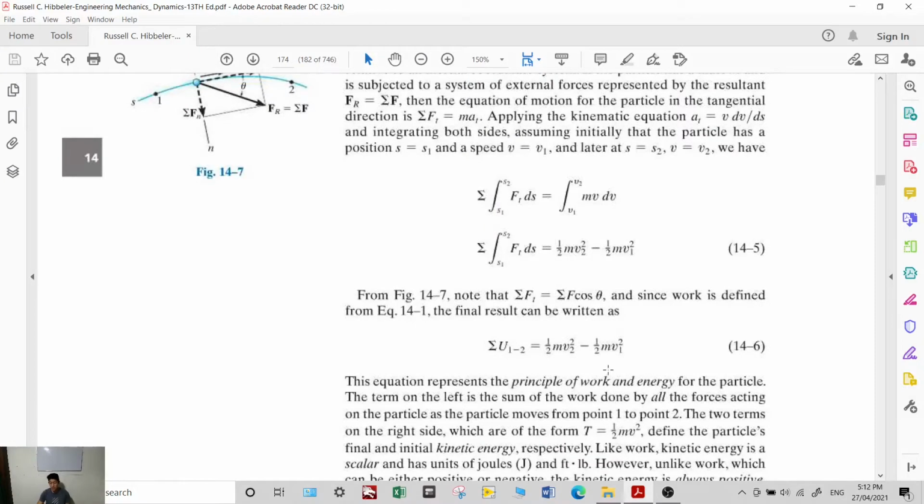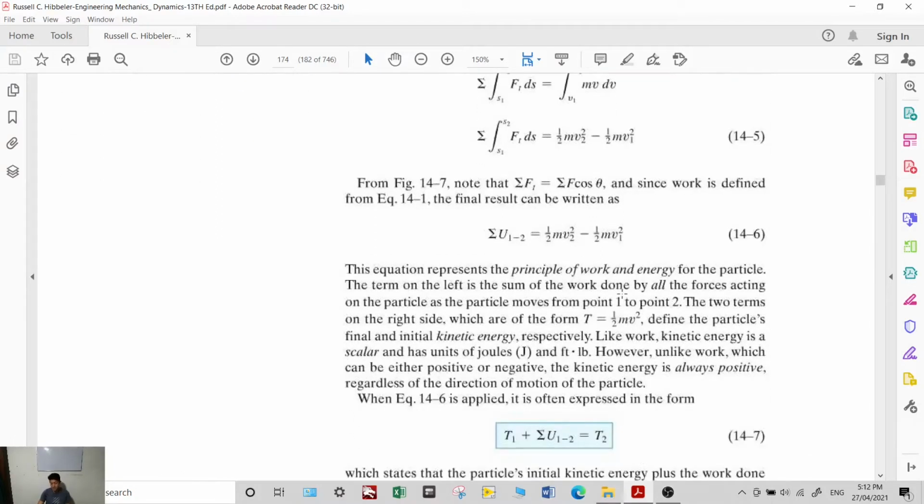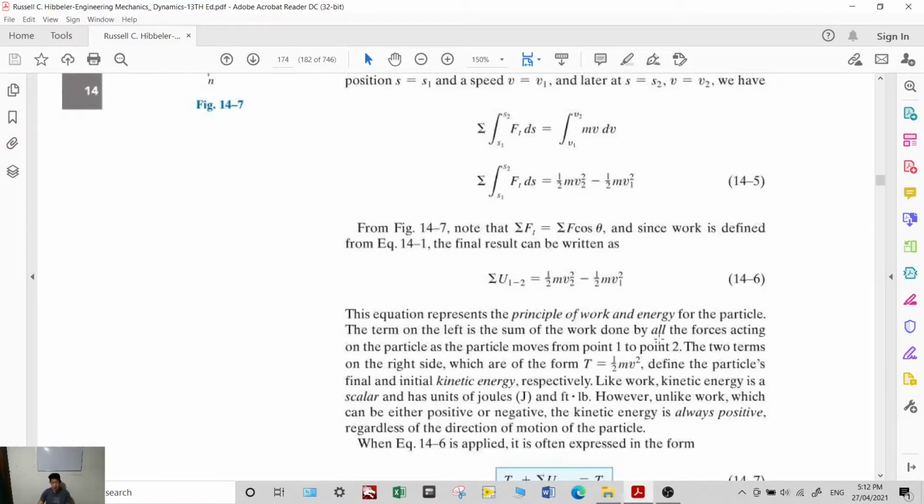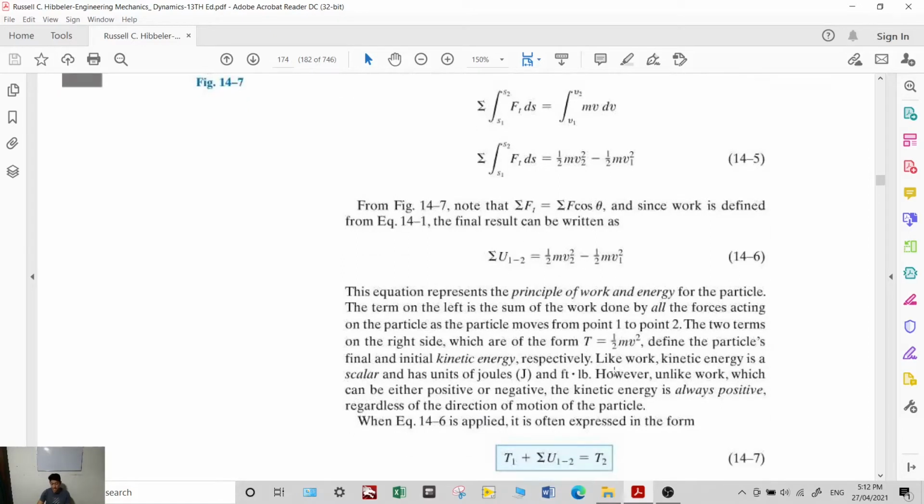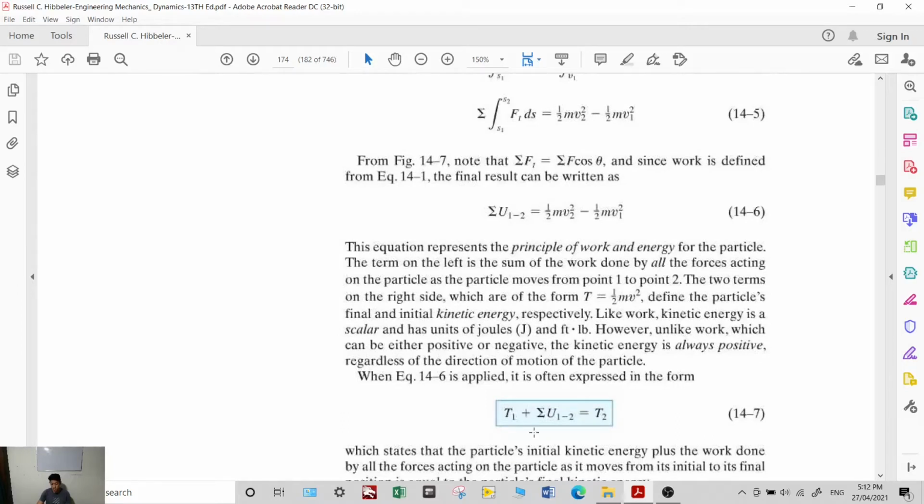Now, this 1/2 mv2 squared minus 1/2 mv1 squared represents the kinetic energy of the particle. However, we replace this 1/2 mv squared by the letter T. So the equation would be T1 plus summation of work from 1 to 2 is equal to T2. Wherein this T1 is your initial kinetic energy, and the T2 is the final kinetic energy, no?